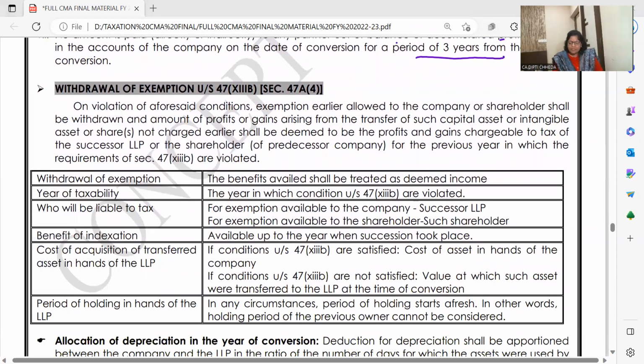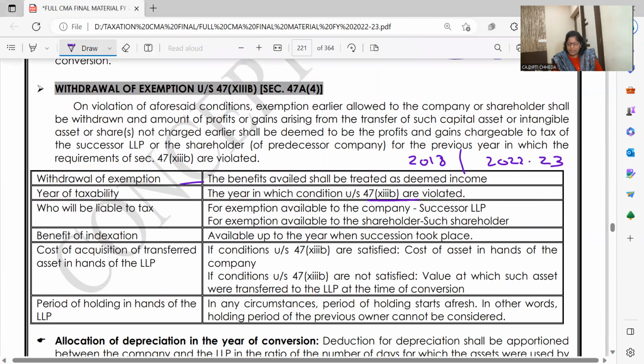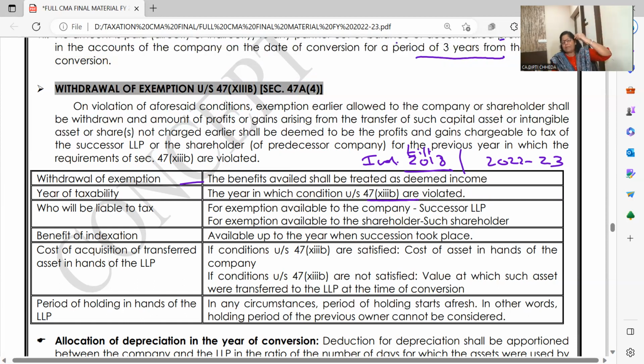What happens if you violate these conditions? The benefit shall be withdrawn, and in the year in which this is violated, like we converted in 2018 but this violation happened in 2023, it will become taxable in 2023, but indexation will be there only till 2018. I hope you all are getting it, because that's the date of transfer. Who is liable to pay the tax? For all the exemptions available to companies, the successor LLP. The company is converted into LLP, a private company, so the company is not there. So on behalf of the company, who will pay the tax? LLP. And for exemptions available to the shareholders, such shareholders. Benefit of indexation, is it available to the year when succession took place? Yes.